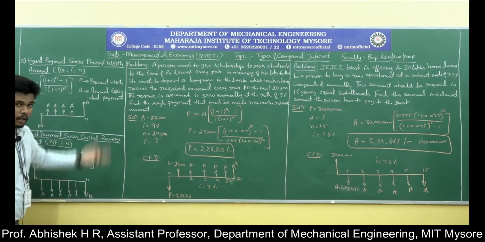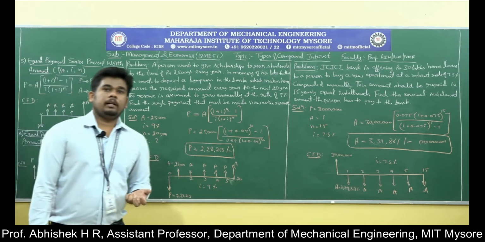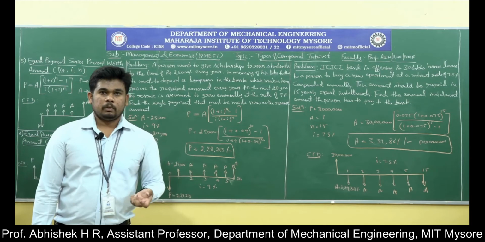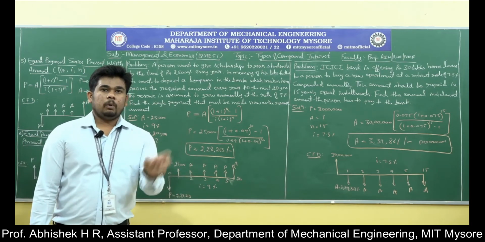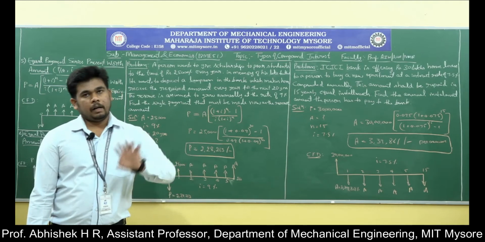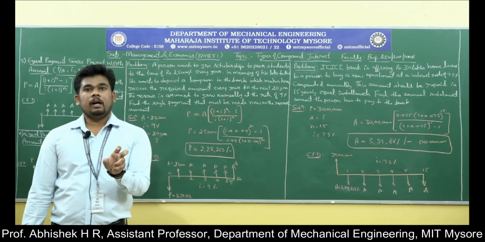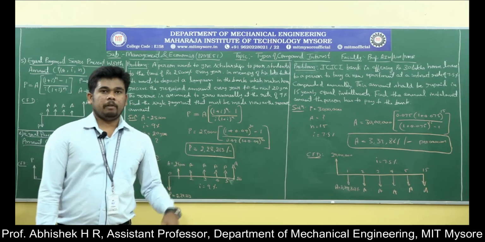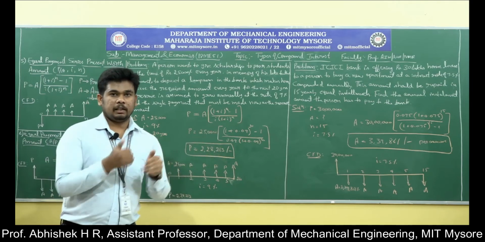Means in the previous types we have calculated for the future sum of the amount. By knowing the future sum of amount, we have calculated the equal amount for every year, and also to get the future sum of amount, what will be the equal amount that we need to pay from now onwards. So that we have solved in the previous condition.